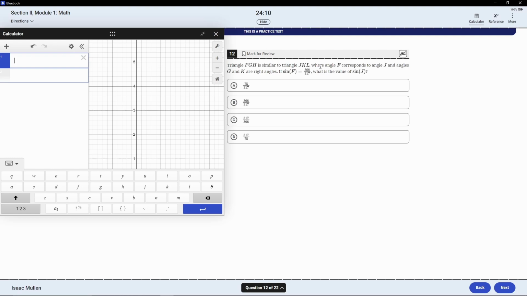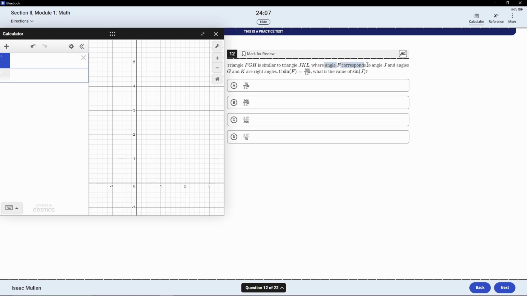Well, it just told us that angle F corresponds to angle J, meaning the angles of F and J are going to be the same. Using this logic, sin of F is equal to sin of J, so sin of J is going to be 308 over 317.